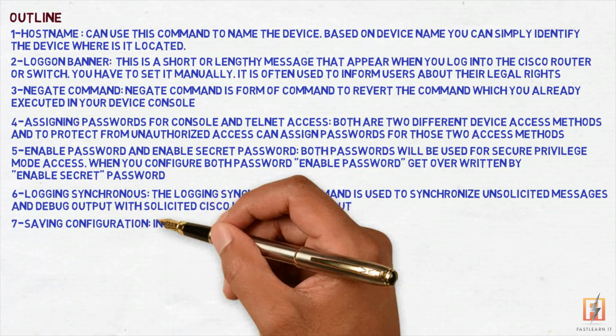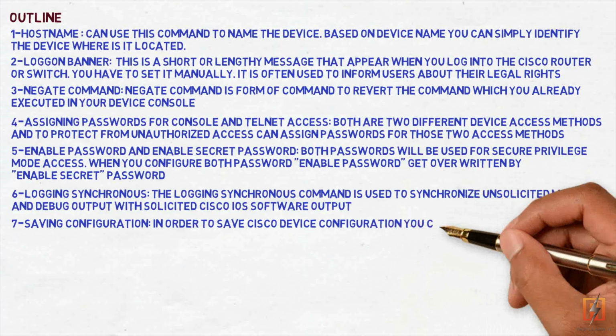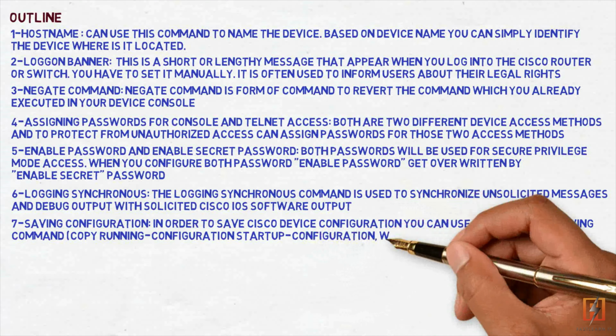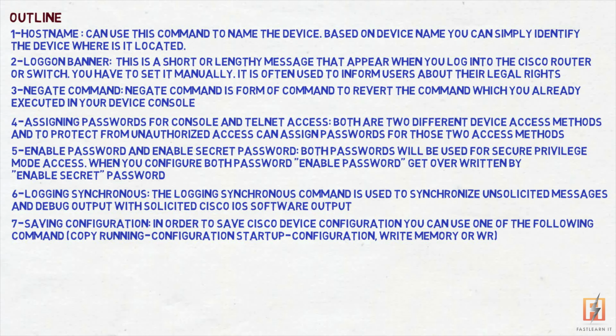Next, we will see how you're going to save your configuration in your router console. To save the router or switch configuration, you can use one of the following commands. Copy running-config startup-config. Then the content of the running configuration will be copied to the startup configuration. This is one method. Or you can use the write memory command. Or you can use WR.